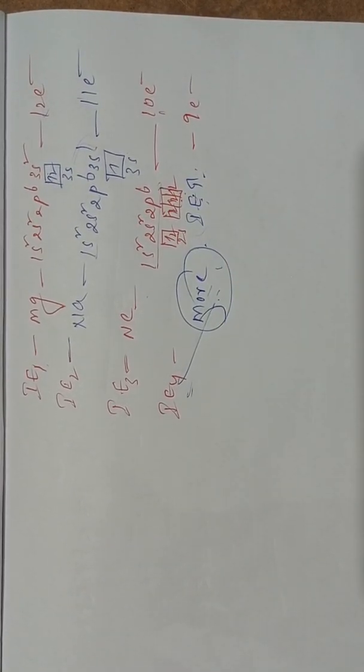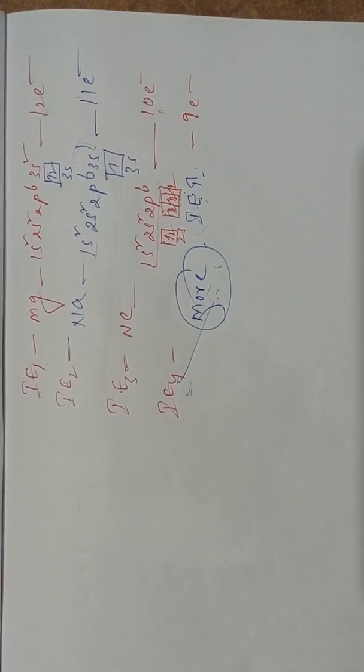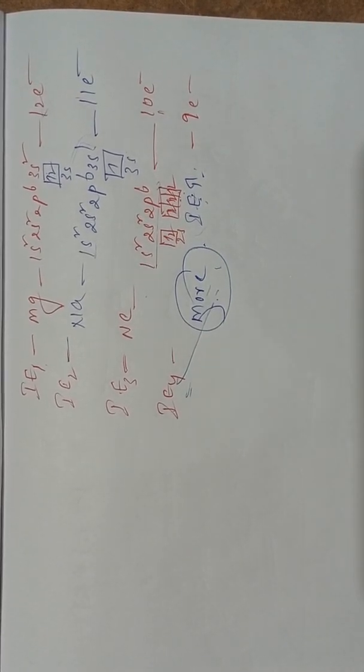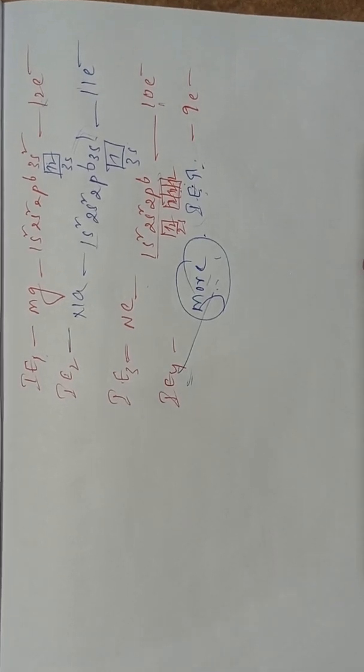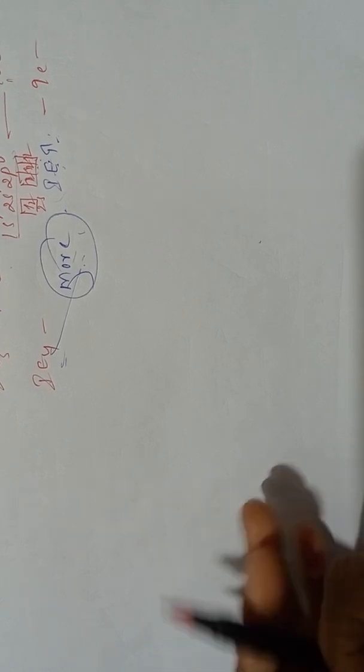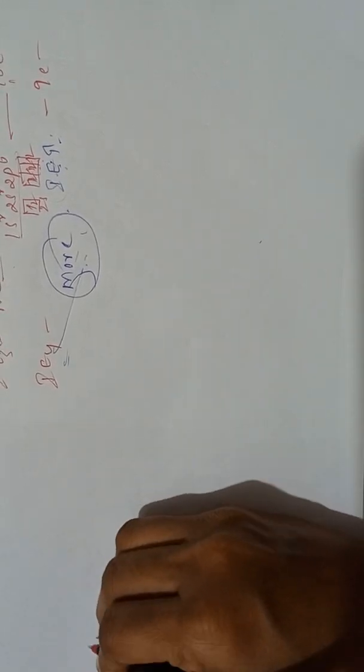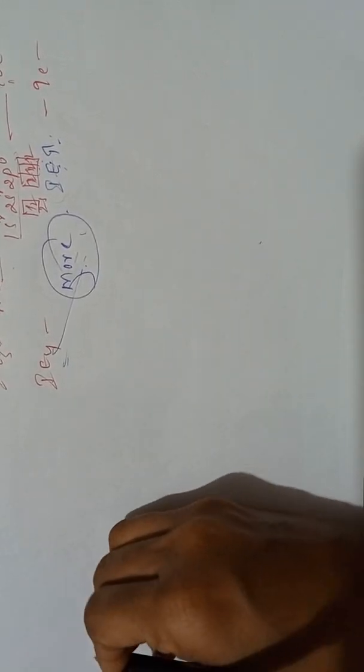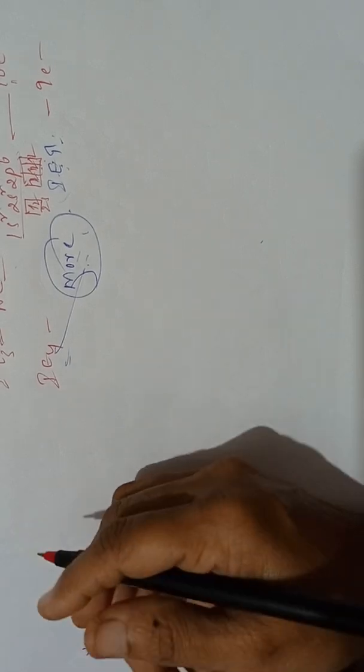Are you clear students? This is successive ionization enthalpy. Clear? So this is about ionization enthalpies, students. Clear this one? Now see students, one more question. Okay, now an important bit. So what is the question?